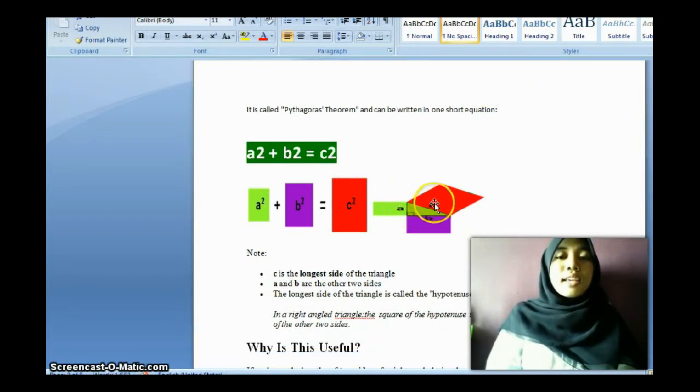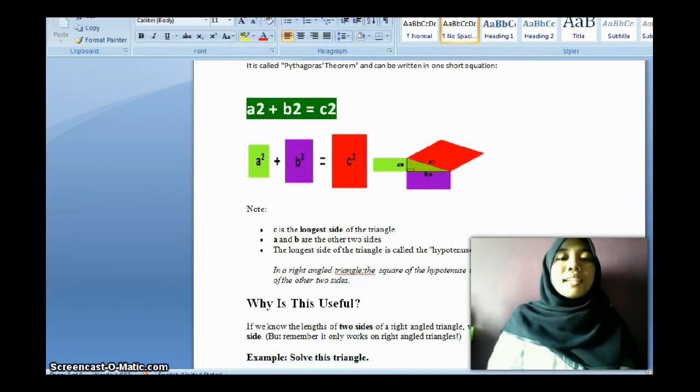This is A, this is B, the hypotenuse is C. We must note that C is the longest side of the triangle. A and B are the other two sides. The longest side of the triangle is called the hypotenuse. So, the formal definition is: in a right angle triangle, the square of the hypotenuse is equal to the sum of the squares of the other two sides.